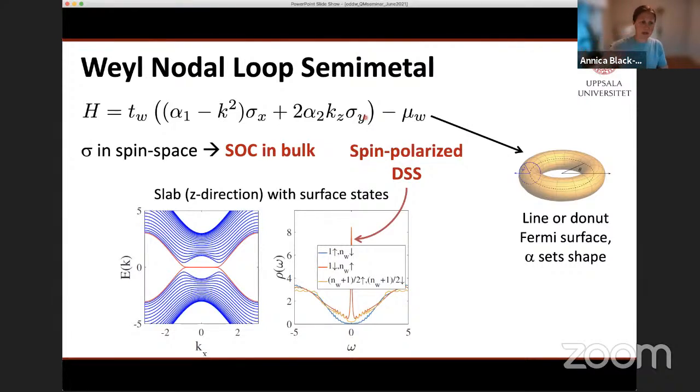So if we take just this model and make a slab of it, so we cut it in the C direction, the band structure looks like this. These are the bulk bands. It's a finite slab, so we have a finite number of bands, and we get one band, or two bands really, one on each surface, that comes down and sits at zero. And this is a flat drumhead surface state.